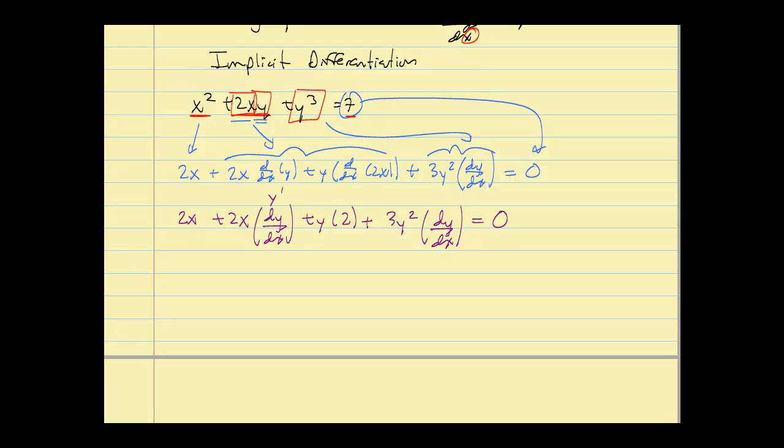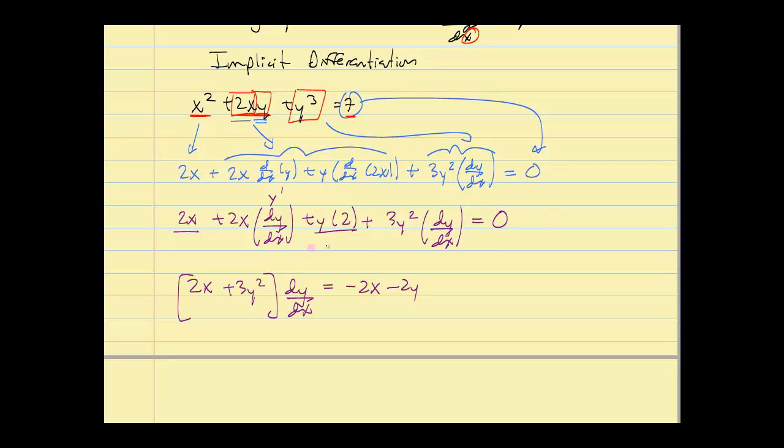Now it's algebra. I need to get dy dx on one side, everything else on the other side. So let's go ahead and put 2x plus 3y squared dy dx. And that comes from right here, 2x, 3y squared. If you factor out a dy dx, I'm left with 2x plus 3y squared. And we're going to move everything else across. So I'm going to move the 2x across. That will give me a negative 2x when I subtract it across. I'm going to subtract over 2y. Because it's a positive on the left, it becomes a negative on the right.